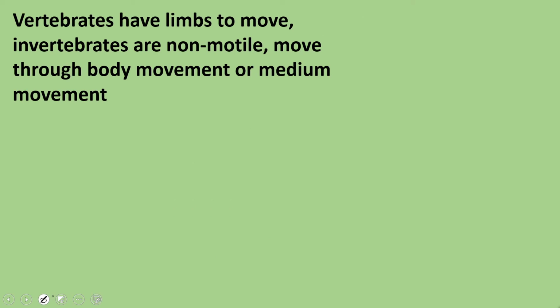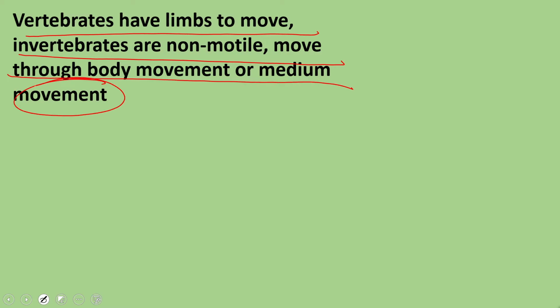Okay, next. Vertebrates have limbs to move. Invertebrates are non-motile, move through body movement or medium movement. ठीक है, अब vertebrates जो हैं इनके well-developed organs होते हैं for movement, whereas invertebrates के अंदर well-developed organs नहीं होते. सिर्फ insects में जो है वो movement के लिए well-developed organs होते हैं. Otherwise, rest of the invertebrates, they do not have well-developed organs.